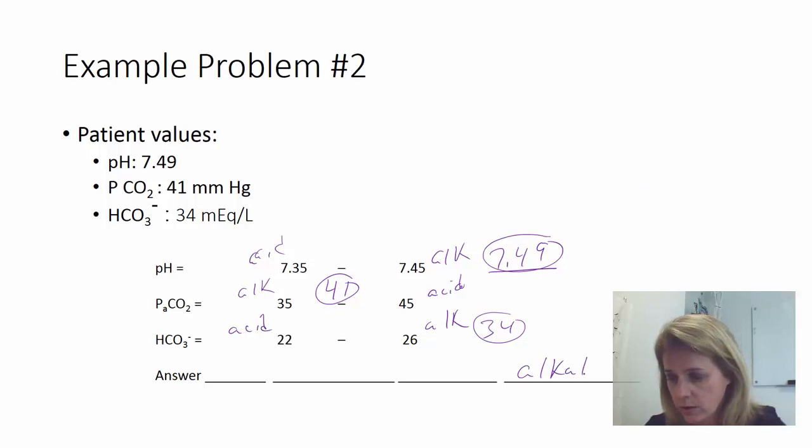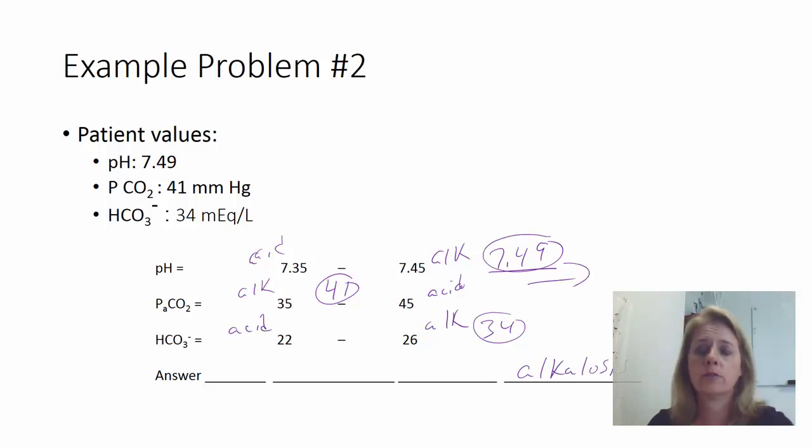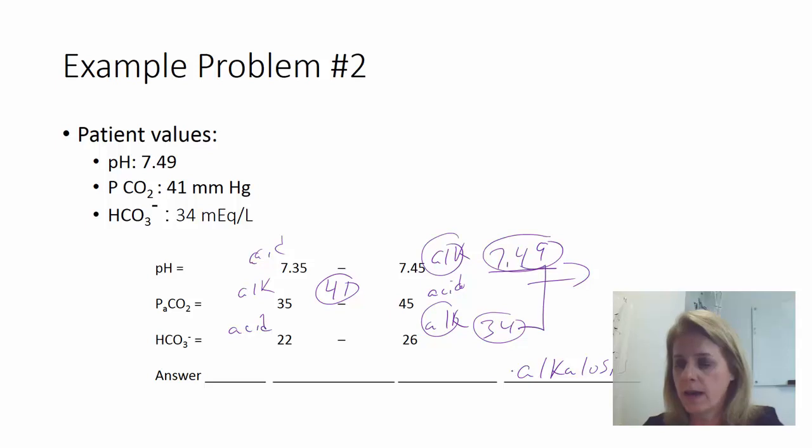You know you have alkalosis because you're at 7.45. You're too basic. Which one's causing that? Which one is the match? Alkalosis, alkalosis. These two match. What does that tell me? Metabolic.